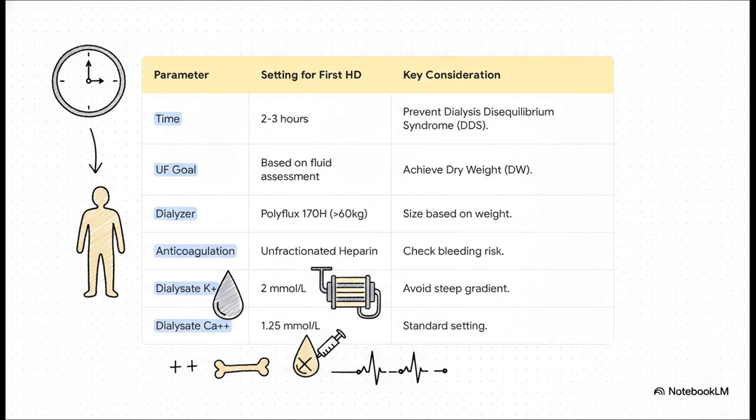The dialyzer is chosen based on weight, so most adults will get the Polyflux 170H. For anticoagulation, we'll start with low-dose heparin, assuming, of course, there are no major bleeding risks. And this next one is absolutely critical, the dialysate potassium. We set it to 2. This creates a gradient to pull potassium from his blood, but we avoid a massive sudden drop that could trigger an arrhythmia.